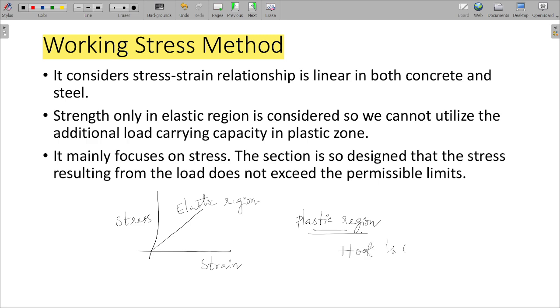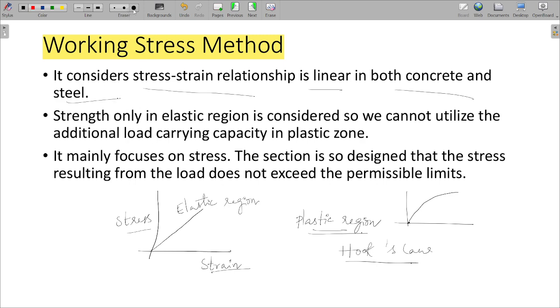Hooke's law means within elastic limit, in precise, proportionality limit, stress is directly proportional to strain. But if we see for concrete, the stress strain curve is like this. So there is no linear portion here. But in working stress method, it considers the stress strain relationship to be linear in both concrete and steel. And that is the first one.